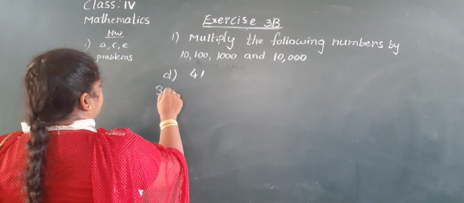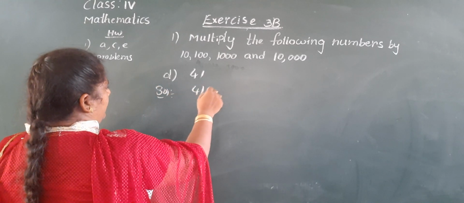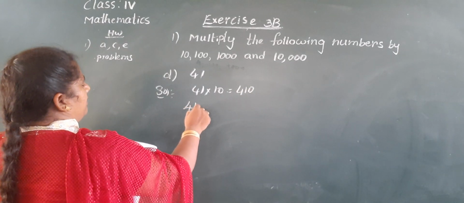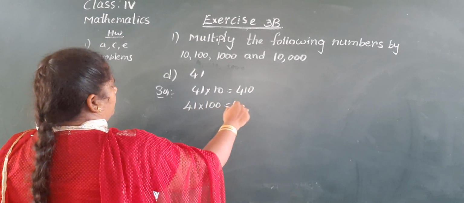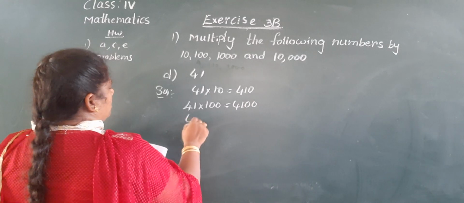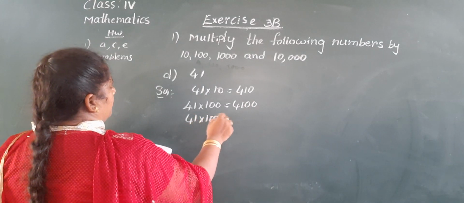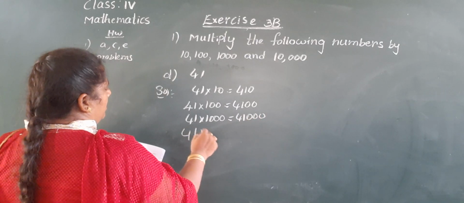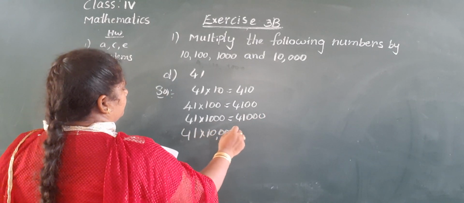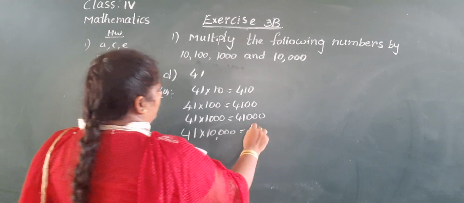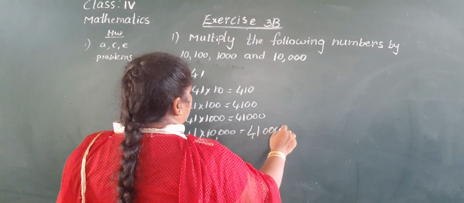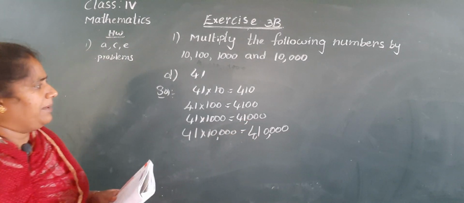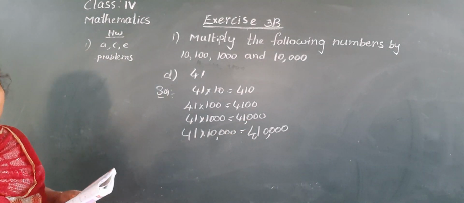41. So multiply by 10. 41 ones are 41 and we keep 0. 41 into 100, 41 and we keep 2 zeros. 41 into 1000, 41 and we keep 3 zeros. 41 into 10,000 equal to 41 and we keep 4 zeros. So it is 4,10,000. Note down in your classwork, children.